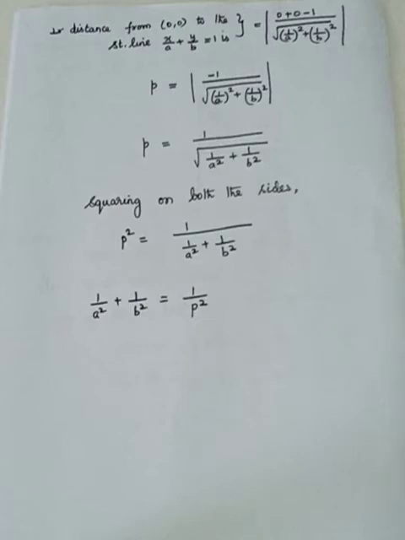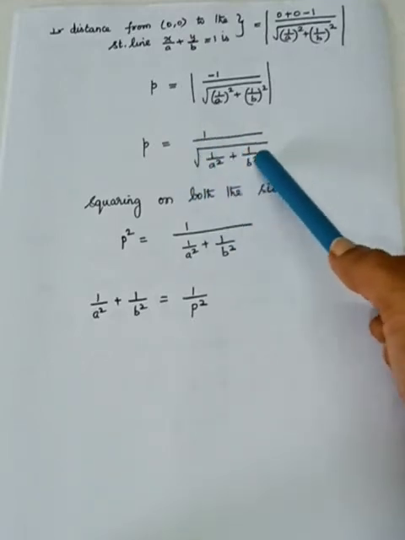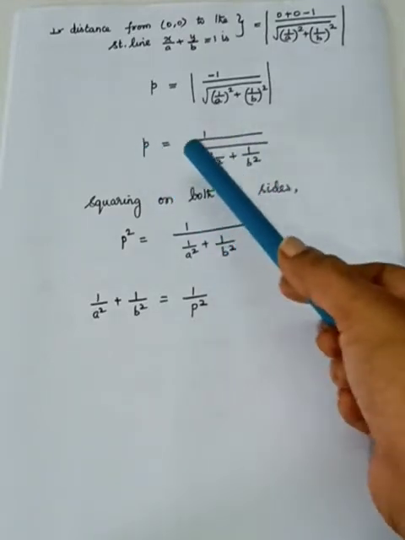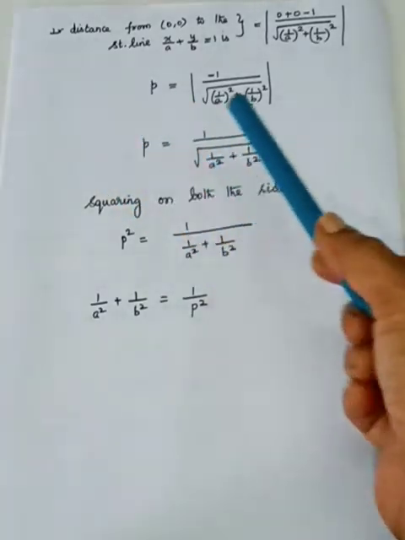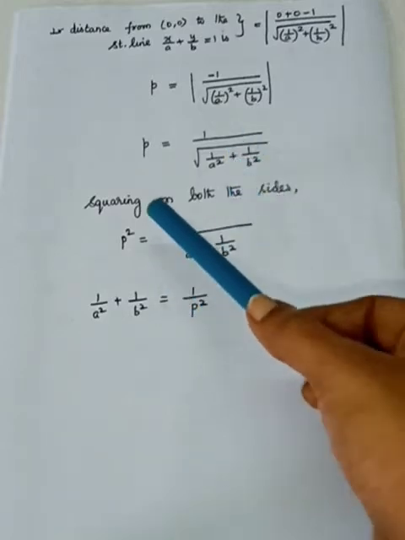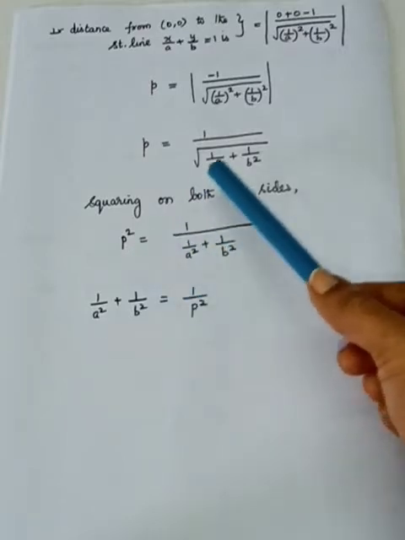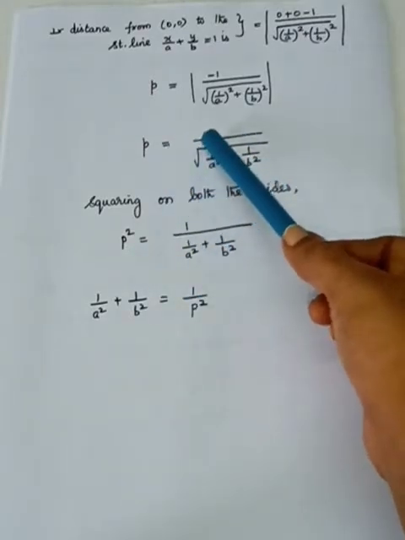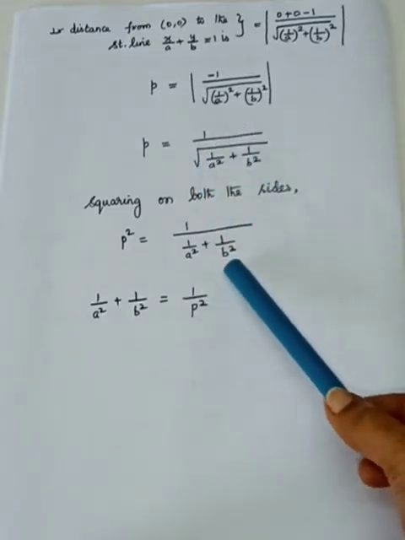So what will you get? Square root of 1 by a square plus 1 by b squared is equal to 1 by p. Okay, so when you are squaring on both the sides, what has to come here? Before bringing to the left hand side and right hand side, if you interchange before that, here I have done squaring on both the sides. So what has to come here? It is p square. So when you square this term, the numerator 1 squared is 1 and the denominator, the square root and the square get cancelled. So you will get this answer.